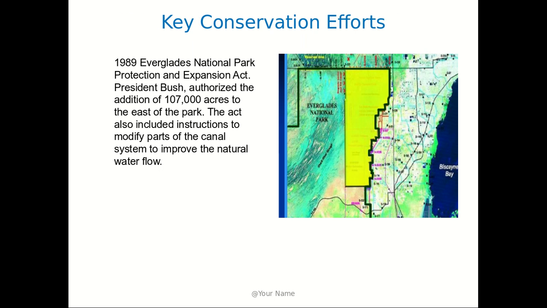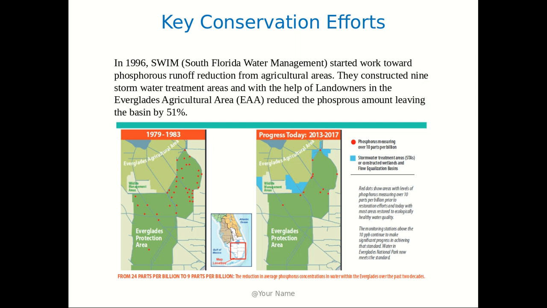The key conservation efforts we can look at are the addition of 100,000 acres to the east side of the national park. The South Florida Water Management District and landowners of the Everglades Agricultural Area did a lot of work to reduce the amount of phosphorus in the northern part of the Everglades. That was by building 9 water treatment plants, and they did a lot of work there.